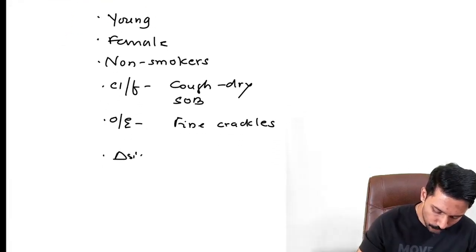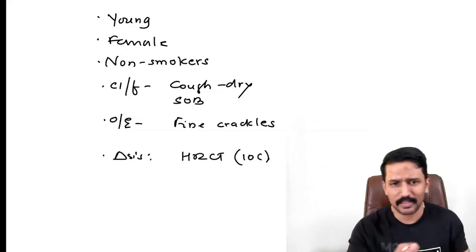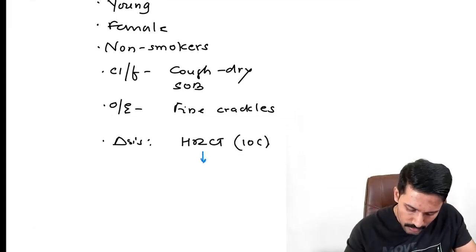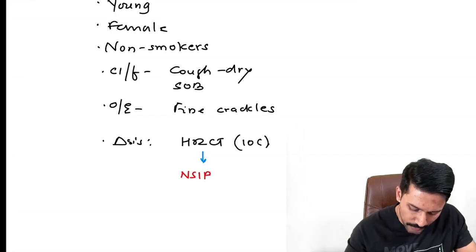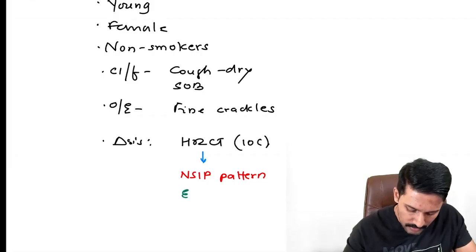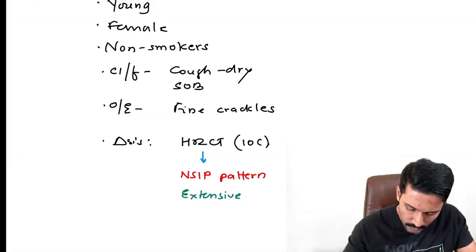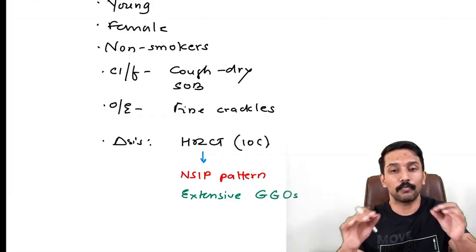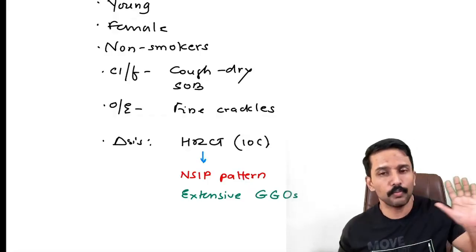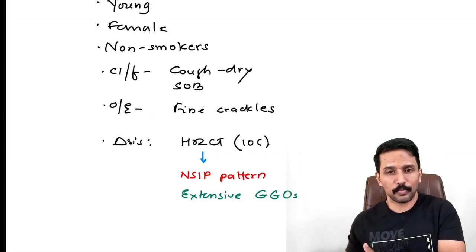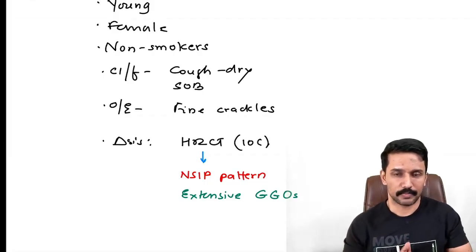For diagnosis, we go for HRCT, which is the investigation of choice. Here also, all ILDs are restrictive disorders, so PFT will show a restrictive pattern. Here HRCT shows something called the NSIP pattern, non-specific interstitial pneumonia pattern. And what do you get here? You get extensive ground glass opacities. You may have traction bronchiectasis, but not sufficient to cause what you call honeycomb. So the word honeycomb points towards UIP pattern and IPF, and the words ground glass opacities point towards NSIP pattern.